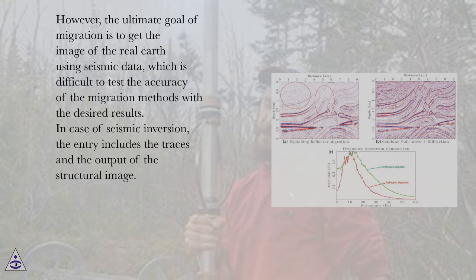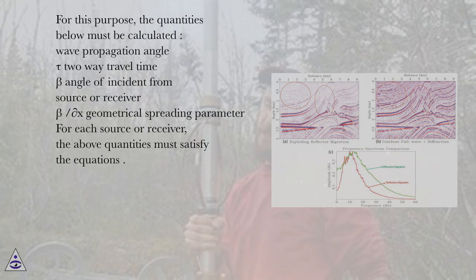However, the ultimate goal of migration is to get the image of the real Earth using seismic data, which makes it difficult to test the accuracy of the migration methods against the desired results. In case of seismic inversion, the input includes the traces and the output is the structural image. For this purpose, the quantities below must be calculated.